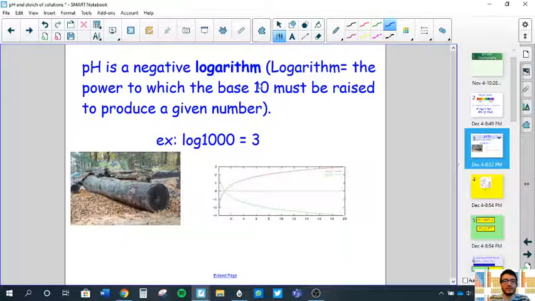It's a negative logarithmic scale. We'll look at that and what that means. But essentially, a logarithm means a base 10 to a certain power. Okay, and that will give you a function that looks something like this. You may have seen that function in your math classes, that sort of shape.